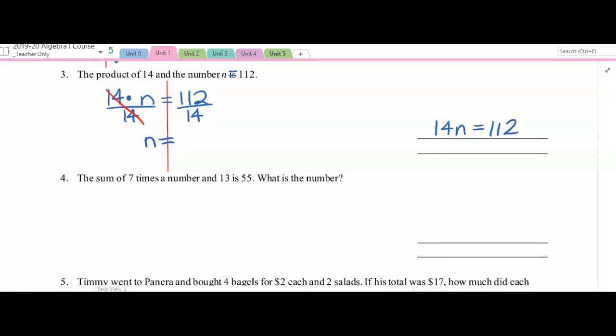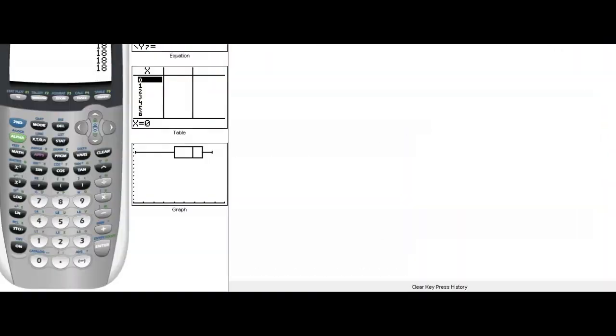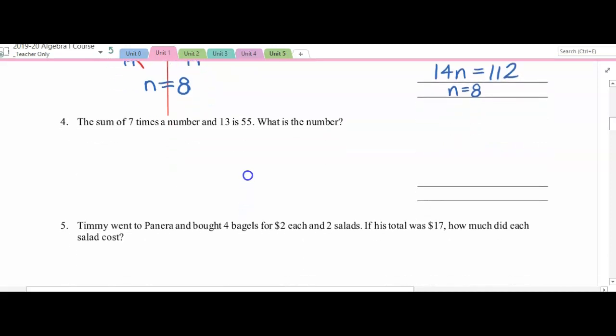Let's use our calculator. 112 divided by 14 equals 8. So my answer is 8.